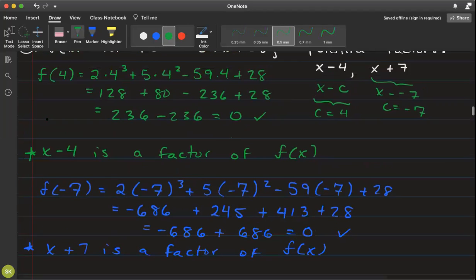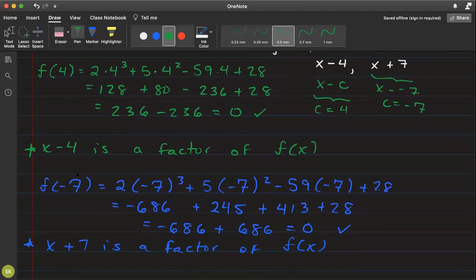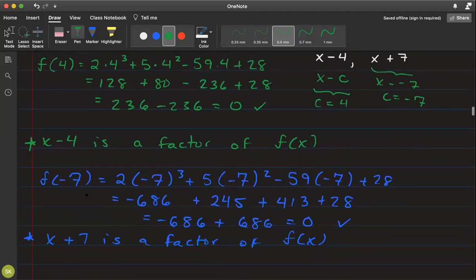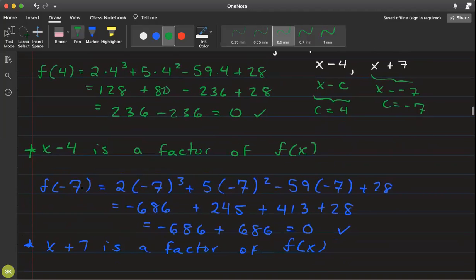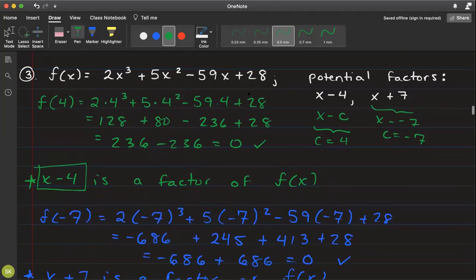So both of these are factors, which means we can write this function as x minus 4 times something and x plus 7 times something. In fact, notice that the degree is 3, which tells me that there are 3 potential zeros or 3 potential factors of this polynomial. And it turns out that 2 of them are x minus 4 and x plus 7. So I'm going to choose one of them. It doesn't matter which one. I'm going to go with x minus 4 because I think that one's going to be a little bit easier to work with than the 7. And I'm going to divide the polynomial by x minus 4.